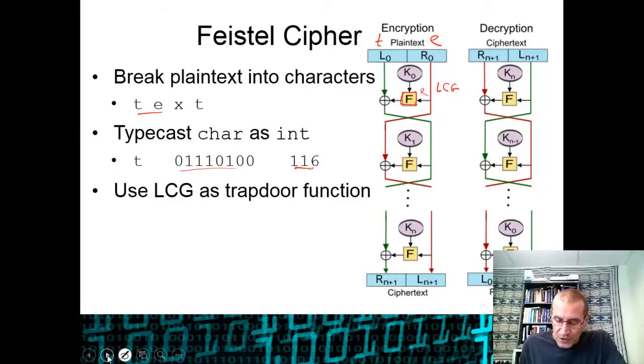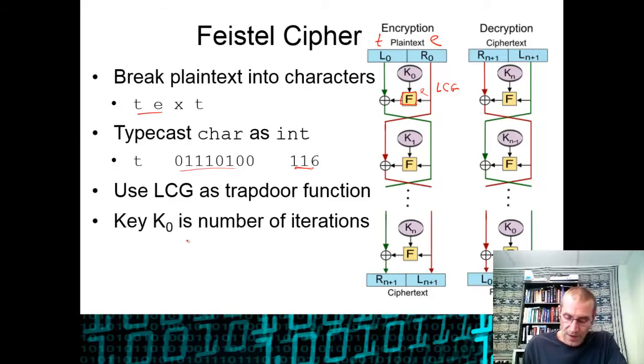So first you use the LCG as a trapdoor function. The value K, the key value, is the number of iterations that you do in the LCG. So remember, you have x to the n, n plus 1, n plus 2, n plus 3. And so K0 is going to be how many you're adding to n. So you're going to loop through that LCG that many times before you output it into this point.